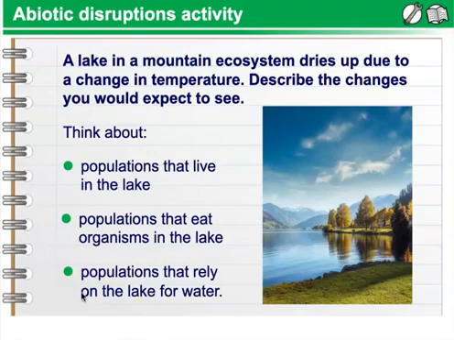Abiotic disruptions activity. A lake in a mountain ecosystem dries up due to a change in temperature. What types of changes would you expect to see in that environment? Think about populations that might live in the lake, populations that eat organisms in the lake, and populations that rely on the lake for water. Take a little time to process some of the changes that you think may take place if this lake was to completely dry up.